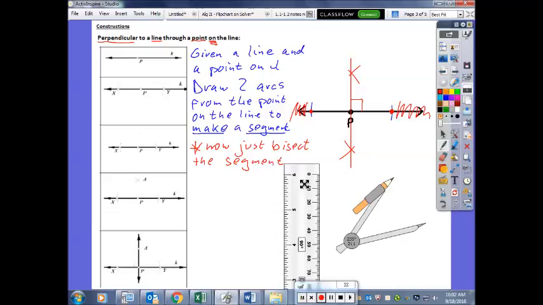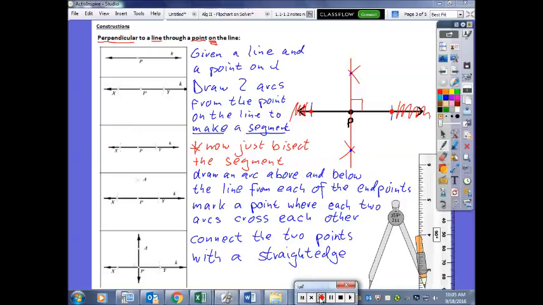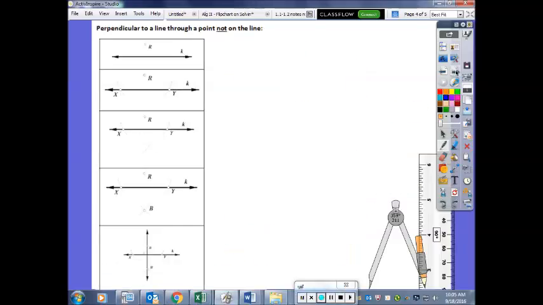And again, this is just how we did it before, bisecting the segment. So we draw an arc above and below the line from each of the endpoints. Then we mark a point where each 2 arcs cross each other, and we connect the 2 points with a straight edge. Now let's move on to our next construction.